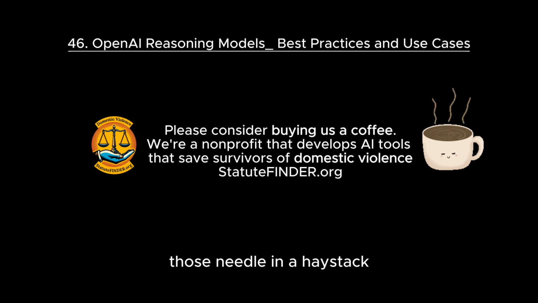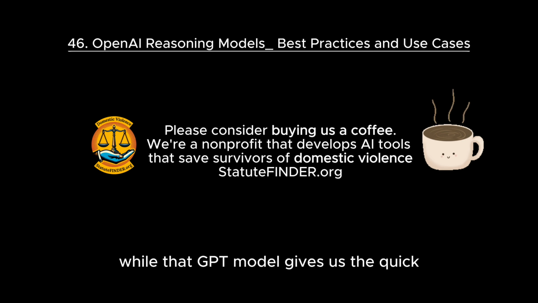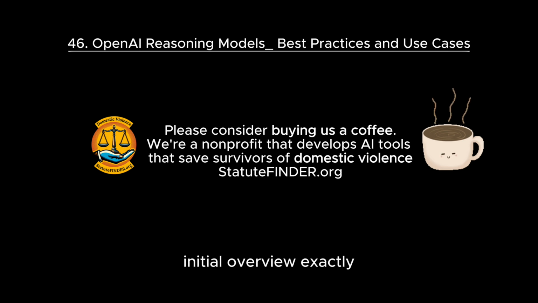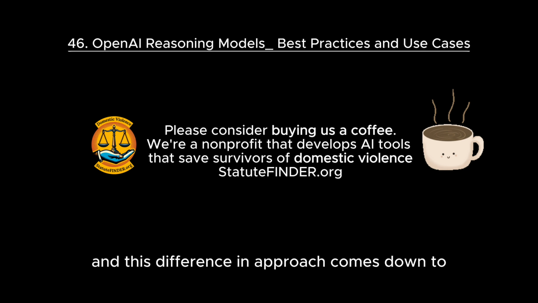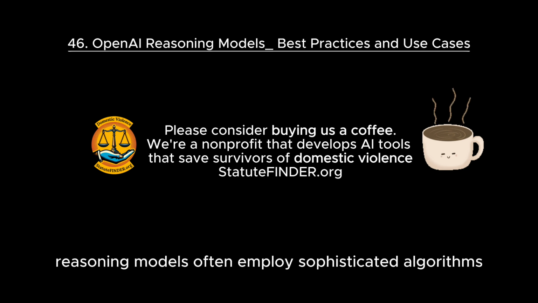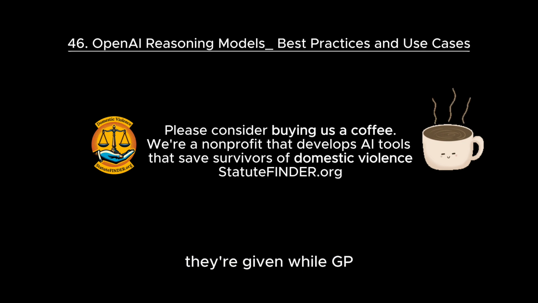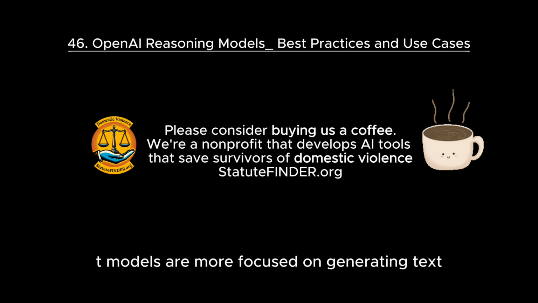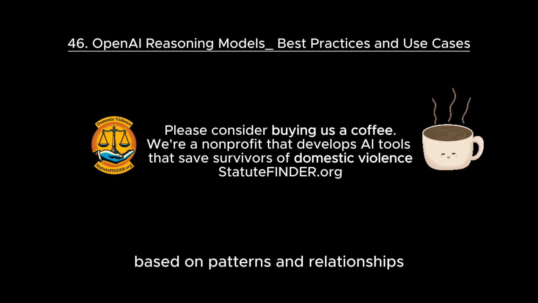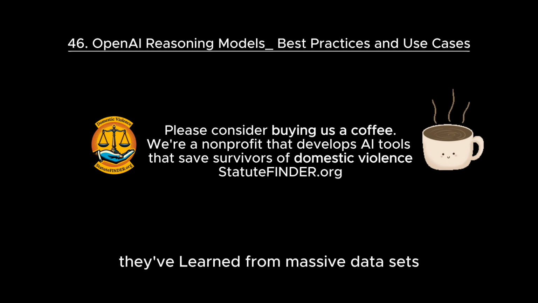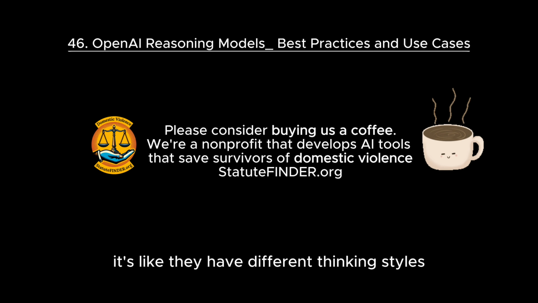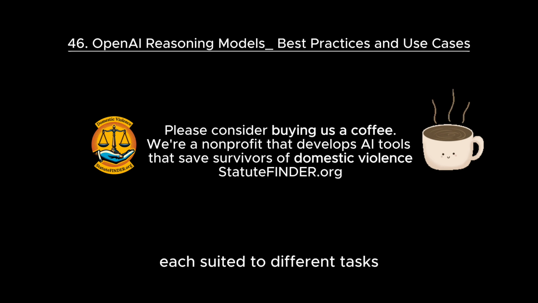Okay, now those needle in a haystack skills are making a lot more sense. It's almost like they're running an in-depth analysis in the background, while that GPT model gives us the quick initial overview. Exactly. And this difference in approach comes down to how these models are built. Reasoning models often employ sophisticated algorithms and techniques to deeply understand and interpret the data they're given, while GPT models are more focused on generating text based on patterns and relationships they've learned from massive data sets. That makes a lot of sense. It's like they have different thinking styles, each suited to different tasks.